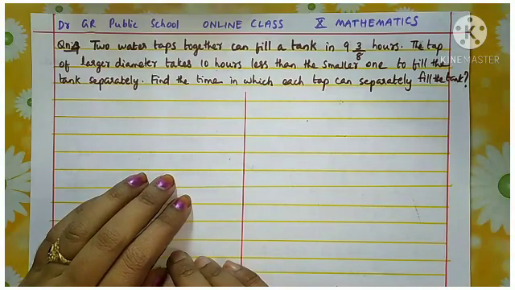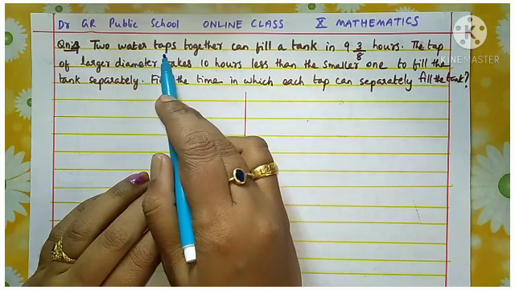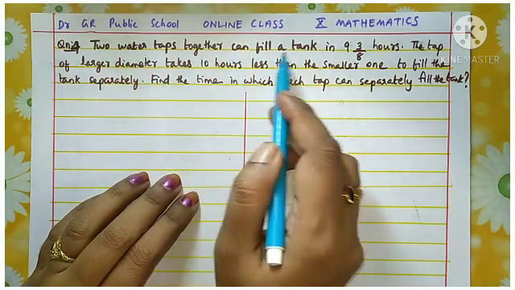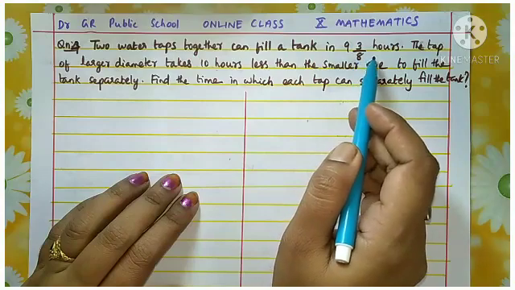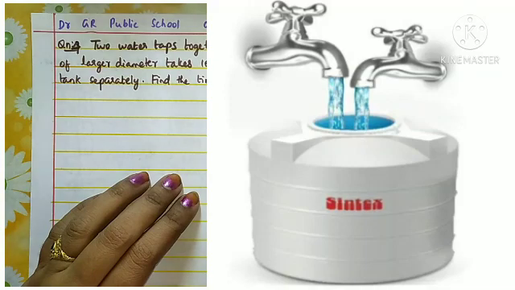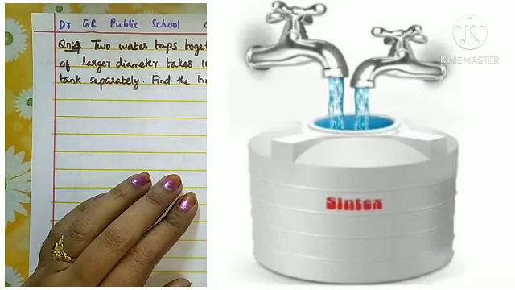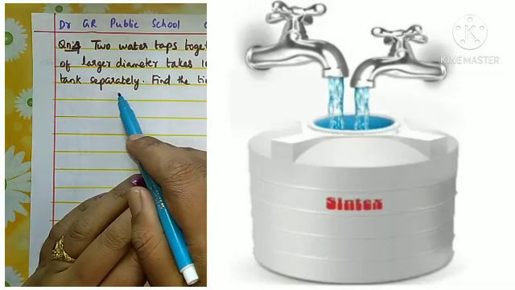Now children, listen to the next question, very important question. Two water taps together can fill a tank in 9 3/8 hours. Okay, so there are two taps, and when these two water taps are together filling a tank, they need 9 3/8 hours in total to fill the tank. The tap of larger diameter takes 10 hours less than the smaller one to fill the tank separately.